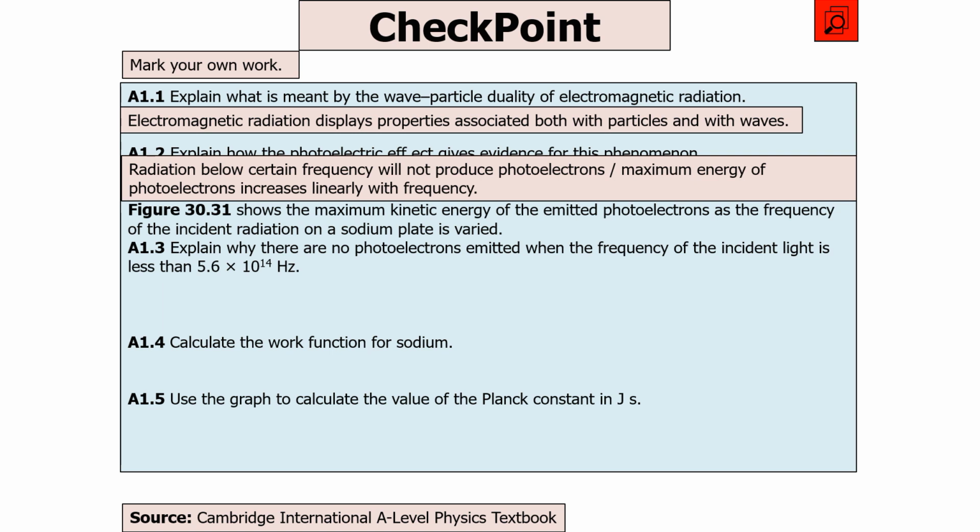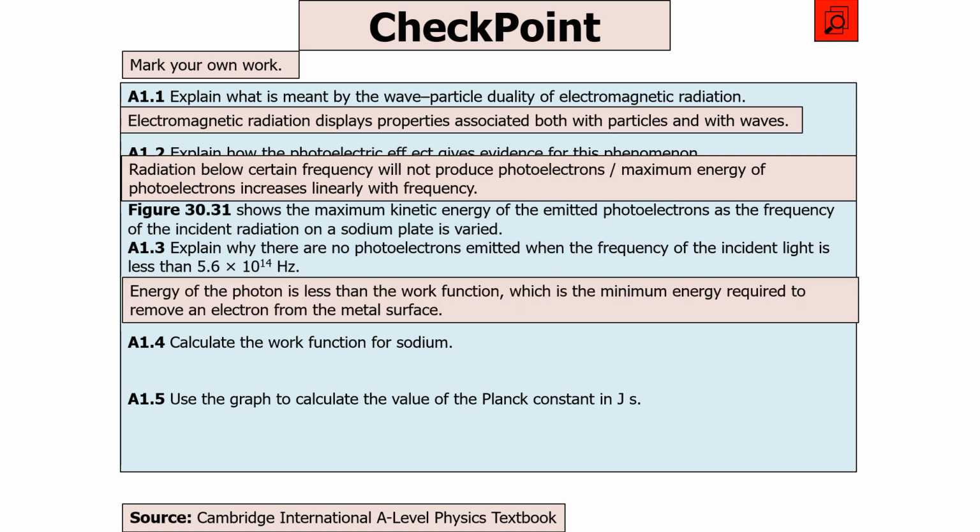Now, there are no photoelectrons emitted below that frequency because the energy of the photon will be less than the work function, the minimum energy needed for an electron to be emitted from the surface of the metal. So therefore, it won't actually be emitted below that point.